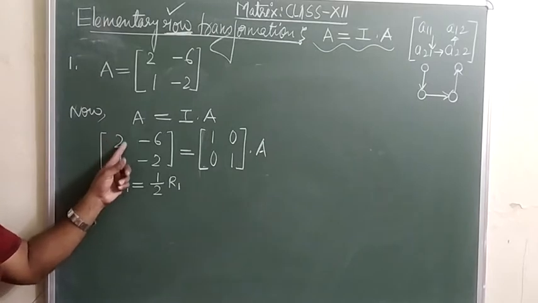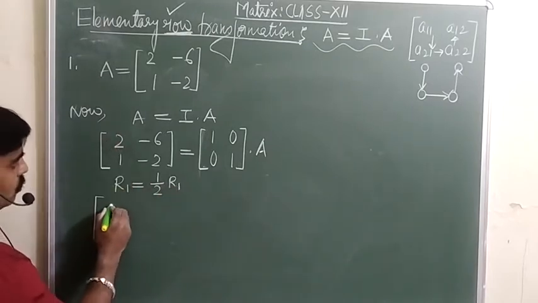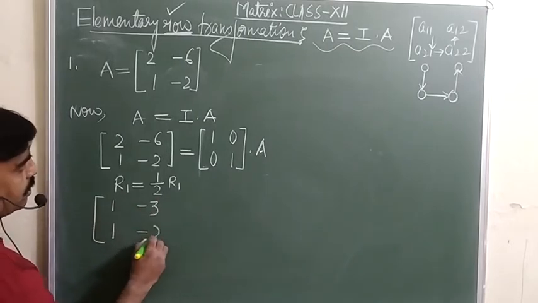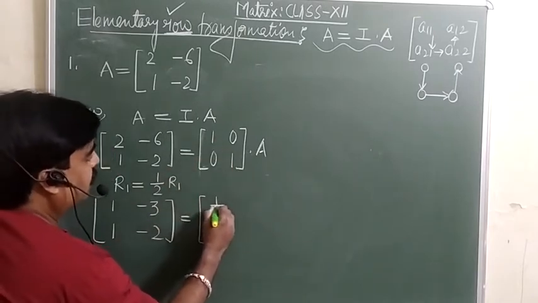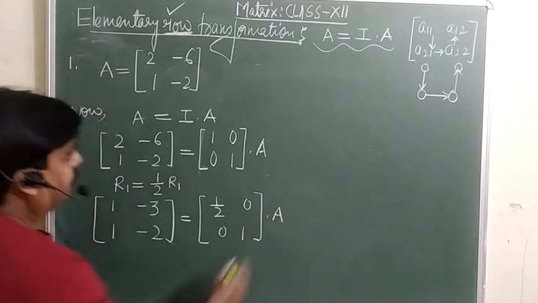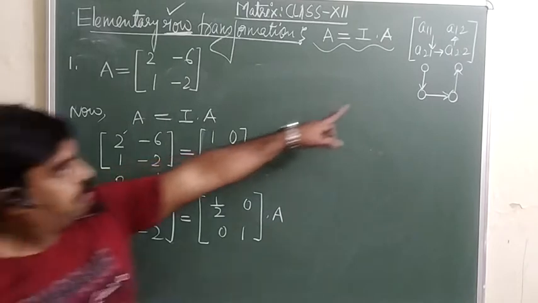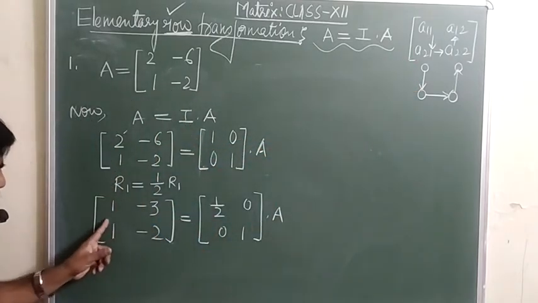To make this one 1, you can divide by 2. So here you will get 2 divided by 2, 1, and this is -3, 1, -2, equal to, the same operation we will do here, 1/2, 0, 0, 1, and A. Now this is over. Second, this element: here you are supposed to make it 1, and here you are supposed to make it 0.